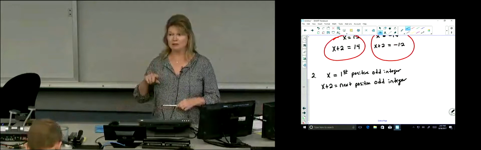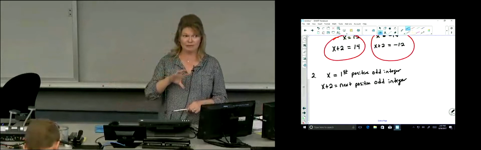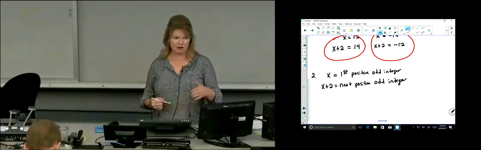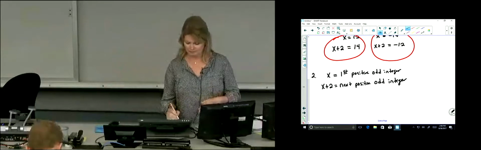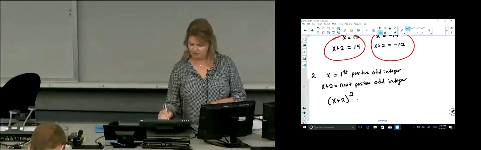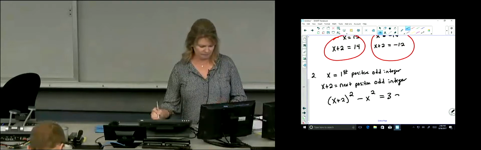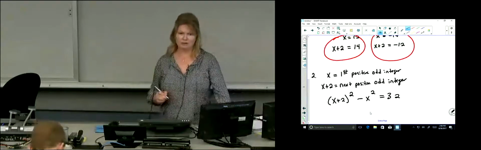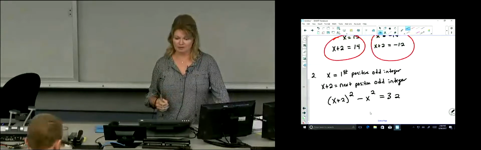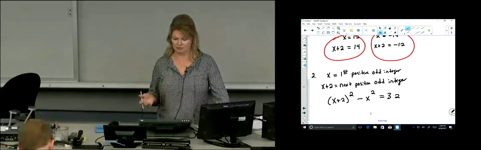If you're subtracting 2 numbers and you're getting a positive answer, that meant you had the biggest one first and subtracted the second one from that. So which one is larger, x or x plus 2? X plus 2. So x plus 2 squared minus x squared equals 32. So you have to make sure you write the larger one first, subtract the smaller one from it so that you'll get a positive 32. If you wrote it down opposite, you would end up with a negative 32.